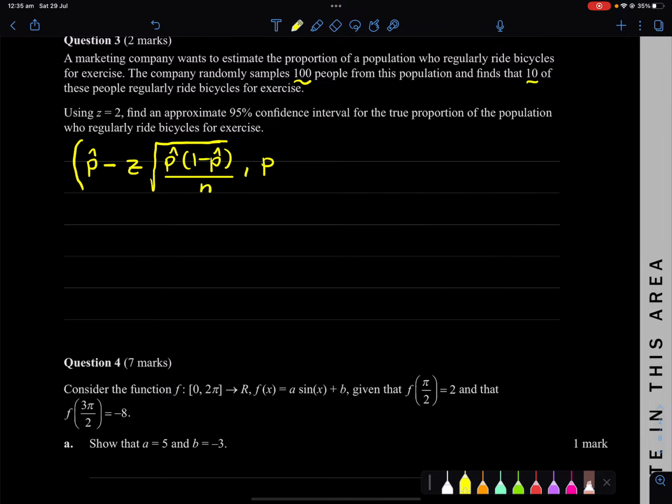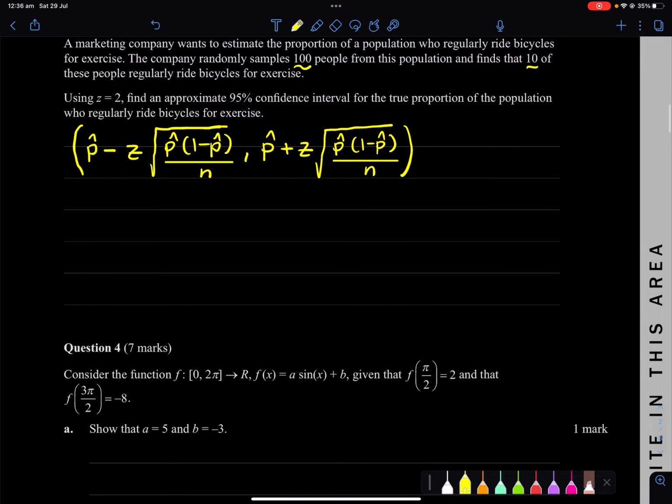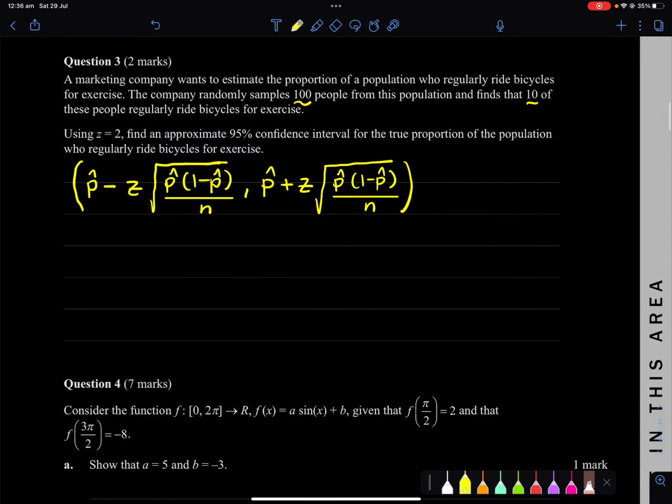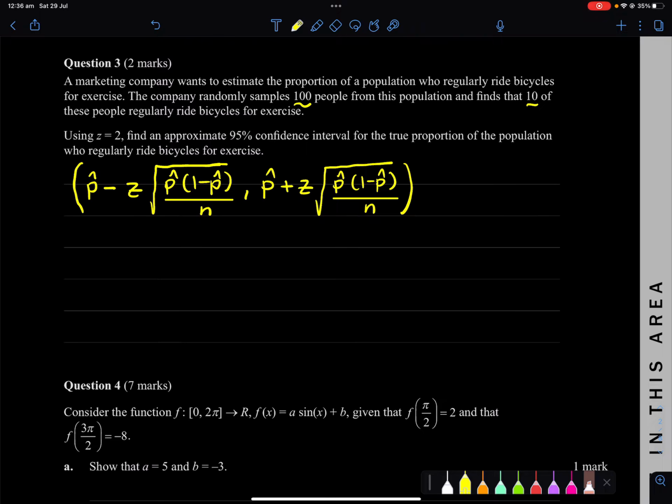And your other confidence interval is plus Z times the square root of P hat (1 minus P hat) over n. So what I can do is first calculate this one, and it will quickly help me do the other. What's P hat? We know that 10 people out of 100, so P hat is 1 over 10.